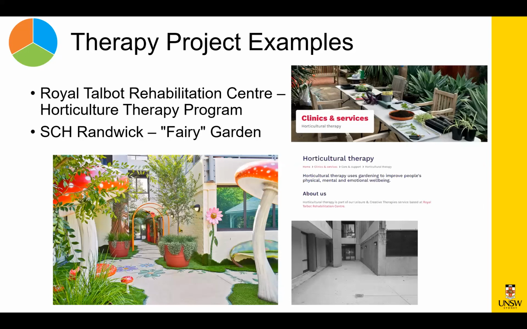Looking at some more therapeutic and rehabilitation type projects. Well, we've got the existing fairy garden, so Fairy Sparkle at the Children's Hospital in Randwick. Some of you are probably familiar with Fairy Sparkle. That's a garden. And then horticultural therapy, using gardening to improve people's physical, mental, emotional well-being. So it's totally integrated with the kinds of services that healthcare precincts provide to patients, rehabilitation services.